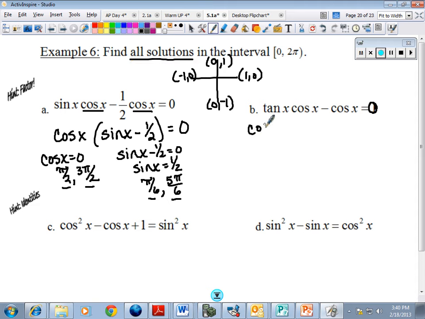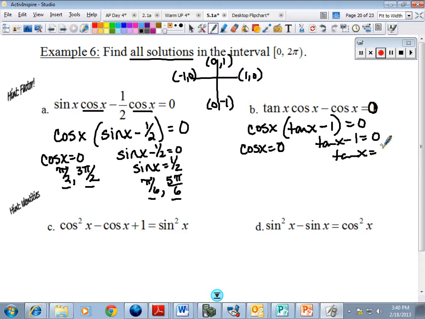We're going to factor out a cosine. So that's tan minus 1. So that's cosine equal to 0. And then tan equal to 1. So again, where's cosine equal to 0? Well, that's at pi over 2 and 3 pi over 2. Where's tan equal to 1? Tan is equal to 1 at pi over 4. Tan is also positive. All students take in the third quadrant, and that's my little bit bigger than pi angle, 5 pi over 4.